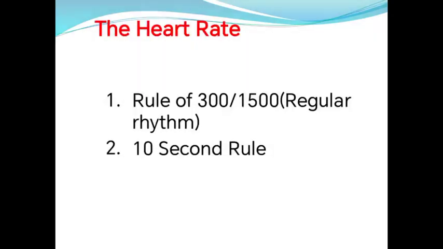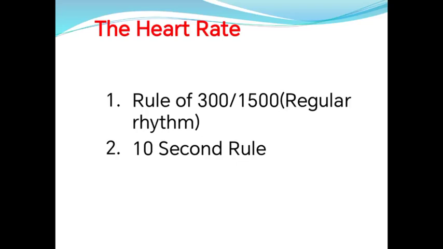Okay, the heart rate. We have what's called the rule of 300. This is for regular rhythm. The rule of 300 is for regular rhythm, or you can use the 10-second rule for irregular rhythm. So first determine whether it is regular or irregular, then calculate the heart rate. If it is regular, you can use the rule of 300. If it's not regular, you can use the 10-second rule to calculate the heart rate from the ECG paper.